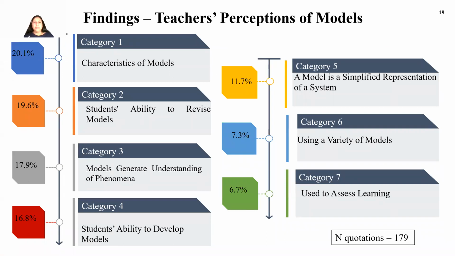In this slide, I'm showing findings from my research regarding teachers' perceptions of model. From the teachers' interviews, we analyzed 179 quotations and 7 categories. Category 1, characteristics of model, is at its highest, that is 20.1%. Category 7 is at its lowest, that is 6.7%, which is used to assess learning.